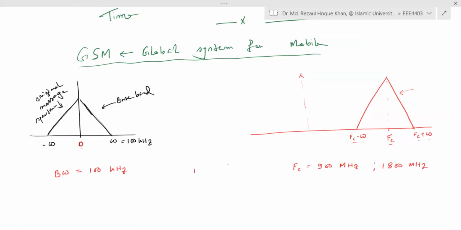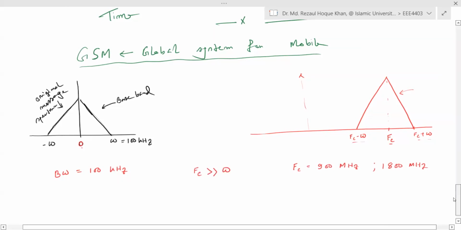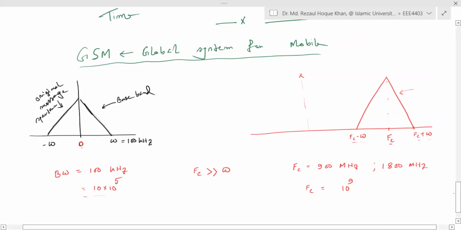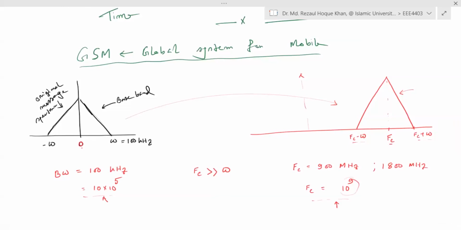So here fc is much higher than W. The carrier frequency in megahertz means 10 to the power 6, in the gigahertz range, while this one is 100 kilohertz, around 10 to the power 5. So this is the message signal and this is the carrier signal. You see the difference? The carrier shifted this frequency to its higher frequencies. That is what modulation does.